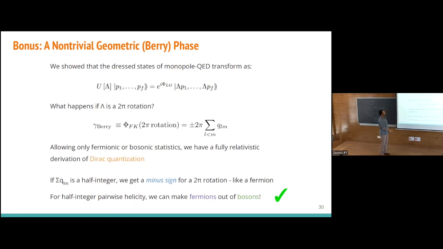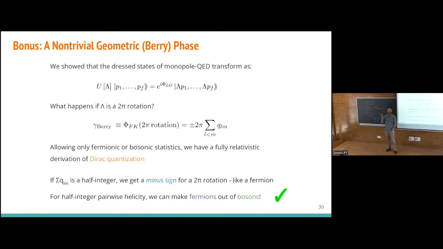What happens when I do a 2-pi rotation? I need to look at the little group phase associated with the Lorentz transformation, which is just a 2-pi rotation. And by explicit computation, we can show that it's plus minus 2-pi times the sum of all the pairwise helicities in the problem. Now let's say we only allow this phase to be either 0 or pi. We don't want any fractional statistics or violation of the spin statistics theorem in our quantum states. That immediately tells us this sum over pairwise helicities has to be an integer over 2.